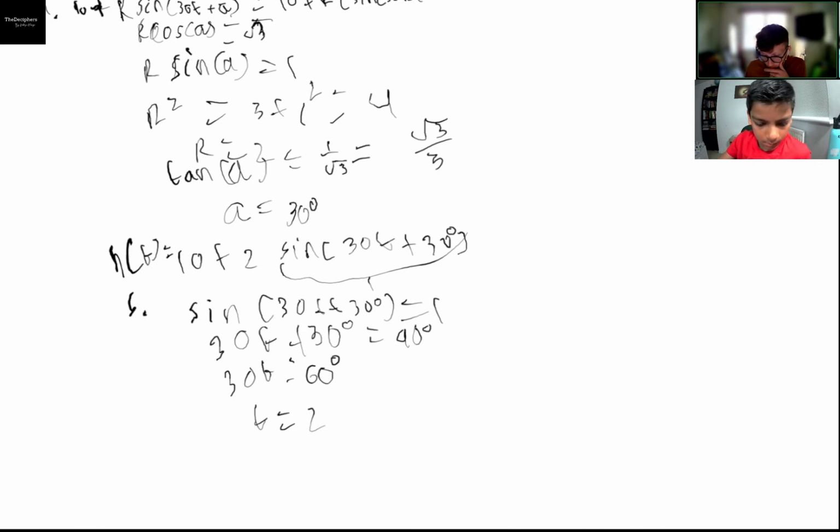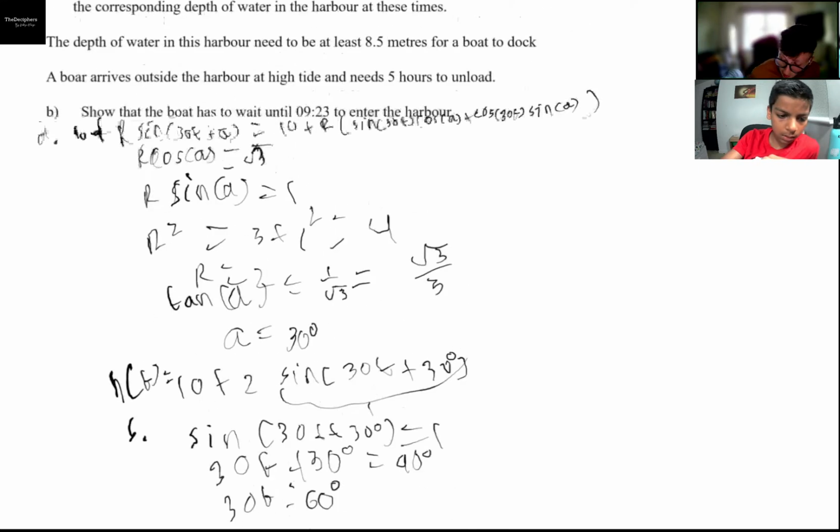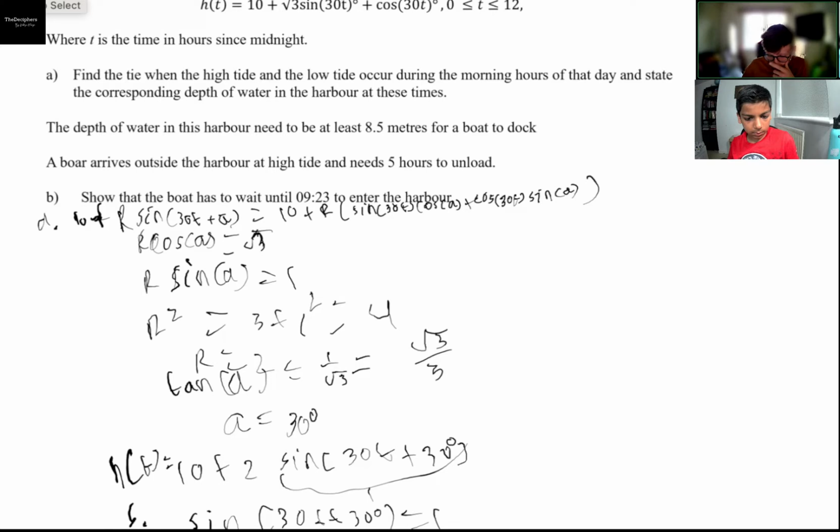And what will its maximum value be? The maximum value is 10 plus 2, so high tide is 12 meters at 2 a.m.